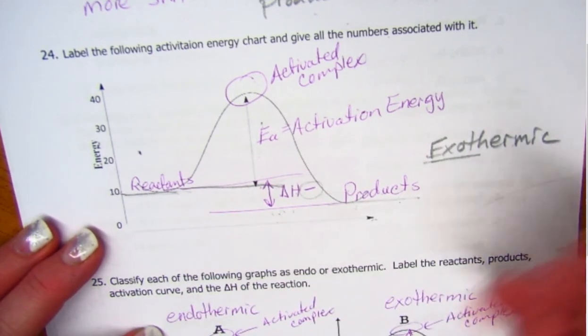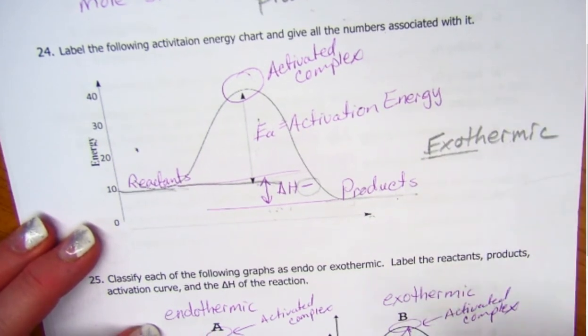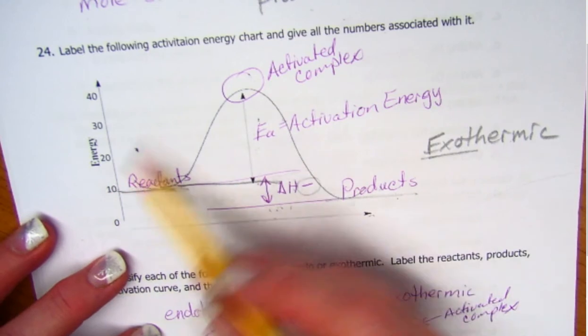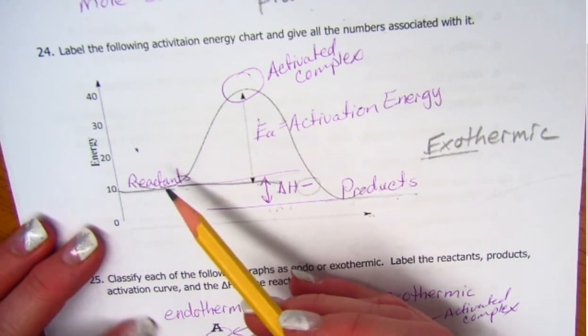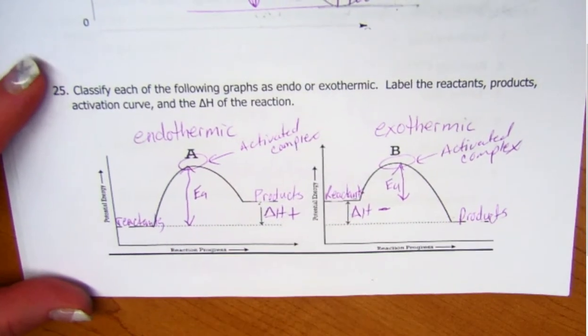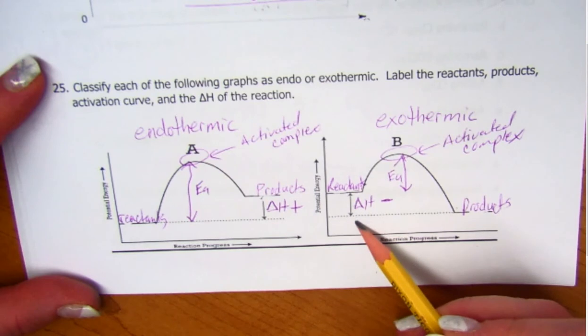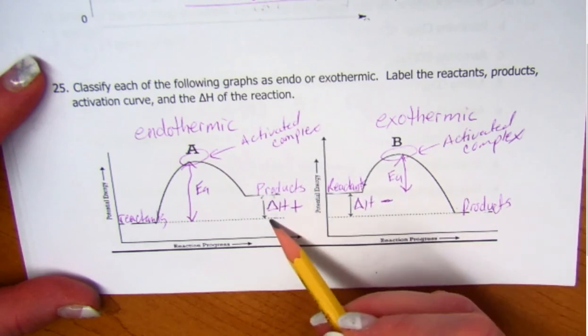Pretty easy if you know it, again, easy points. Don't have to do a lot of mental work. Would I put this on my notes if I didn't know? Yeah, I would put this on my notes. Okay, so next thing is classify. So again, I labeled all these as practice. Here I've got a negative delta H. Here I've got a positive delta H.